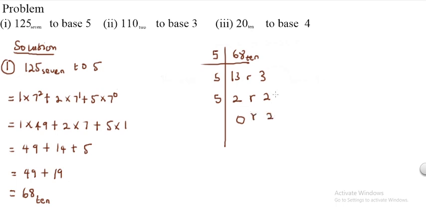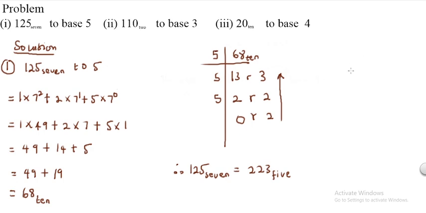Okay. So we pick the numbers from the bottom to the top. This would mean that we write it as, remember the number we are converting from is 125 base 7. So we say therefore 125 base 7 is equal to 223 base 5. So that's it for the first example.